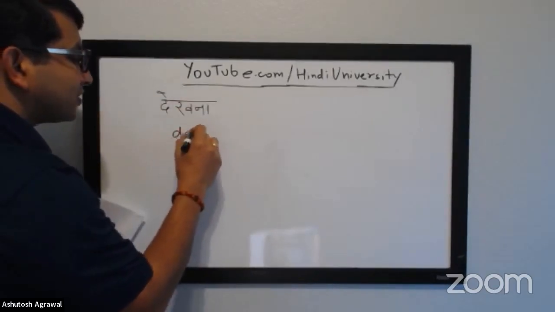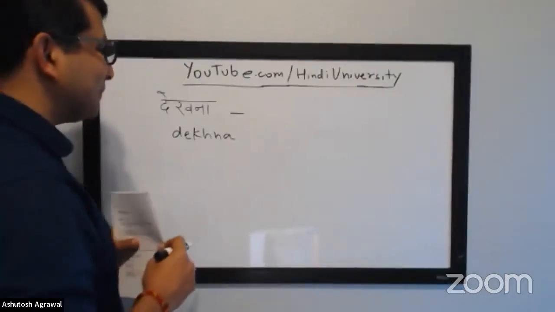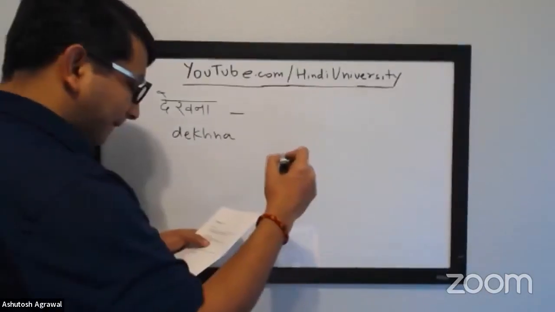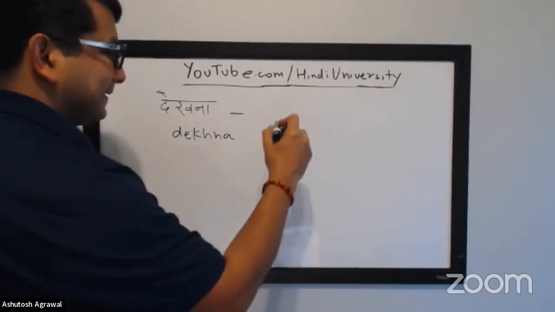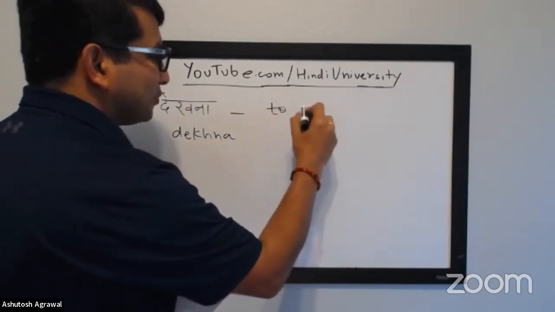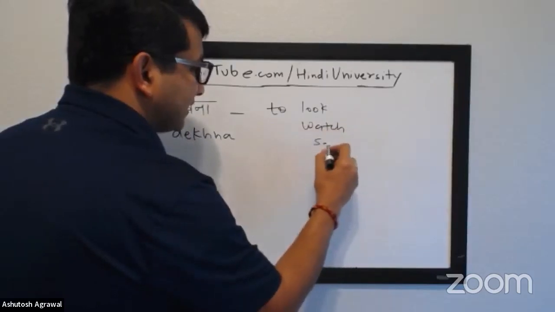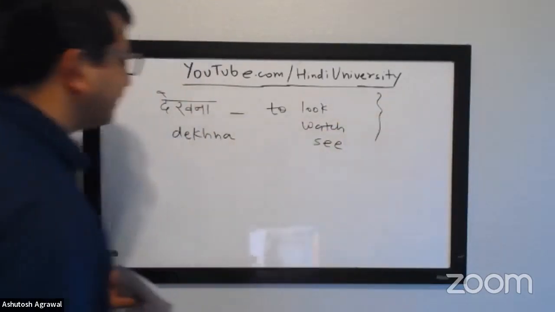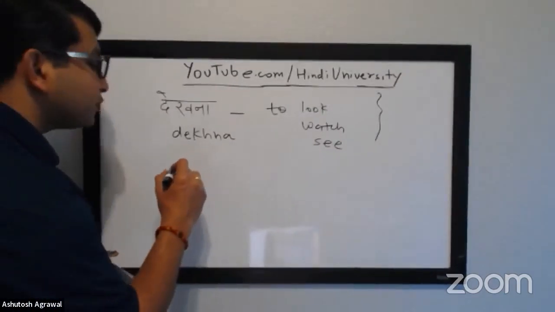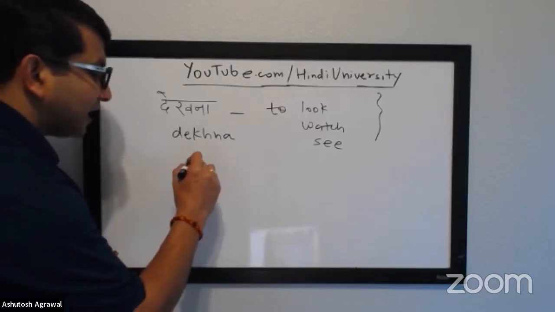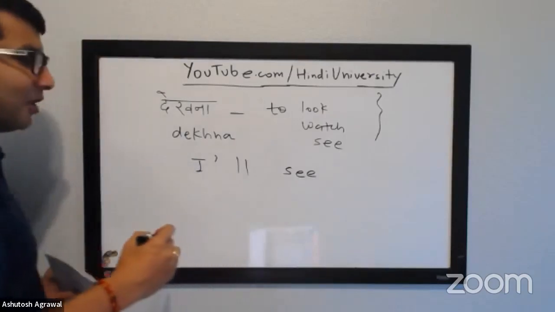Dekhna. I know you just recently started attending, but I'm going to still put you on the spot. What does the word dekhna mean? To look. Okay, very good. To look, and you can also say to watch or to see. All of them are different ways you can use dekhna. And if you want to use it in the future indefinite, let's say you want to say I will see, how will you say that?